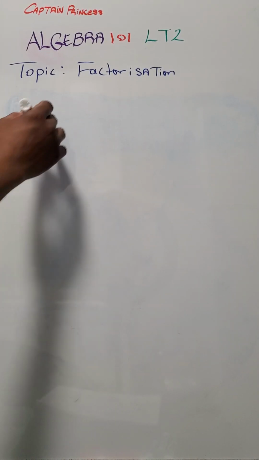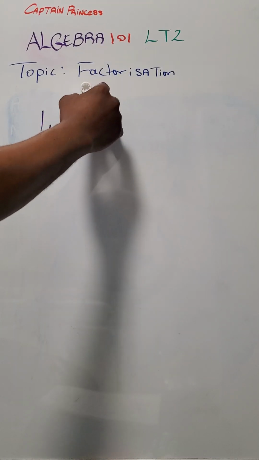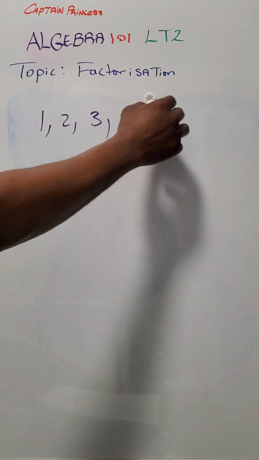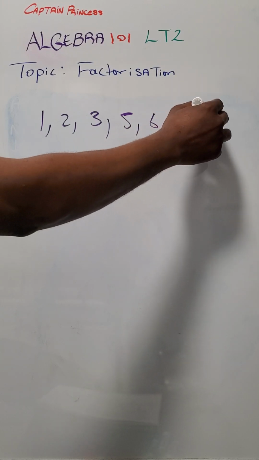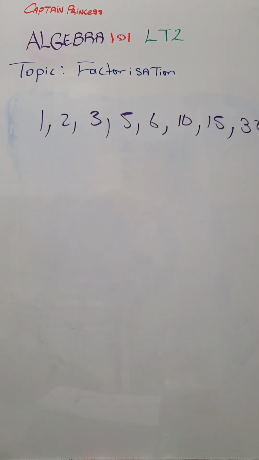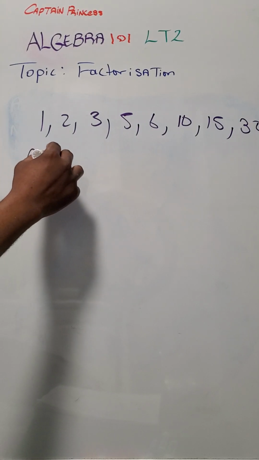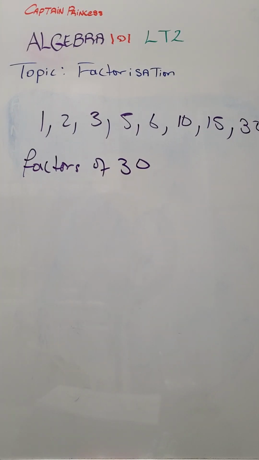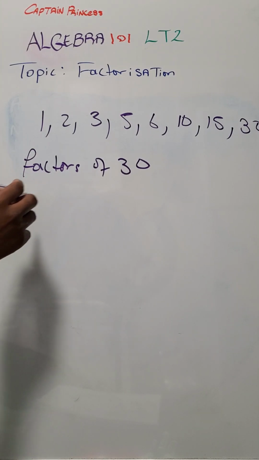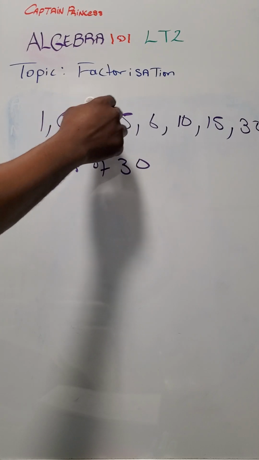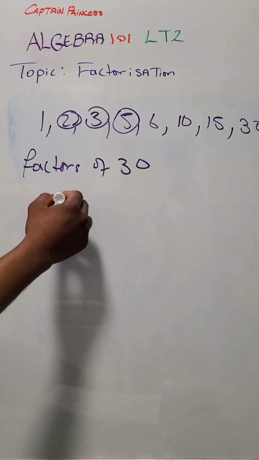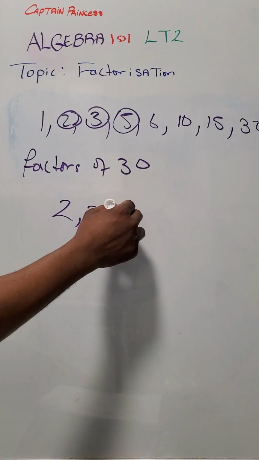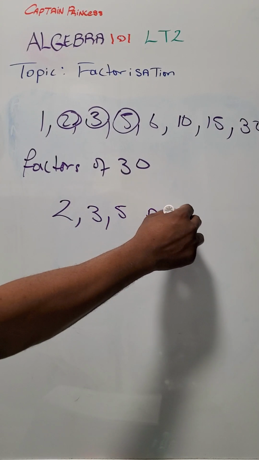So we write the various numbers, which is 1, 2, 3, 5, 6, 10, 15, and 30 itself, as the factors of 30. Now we're going to focus on what you will call prime factors. So the prime factors of 30 would be 2, 3, 5. So these three numbers are called the prime factors.